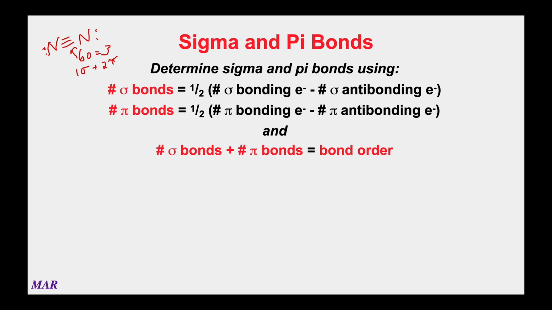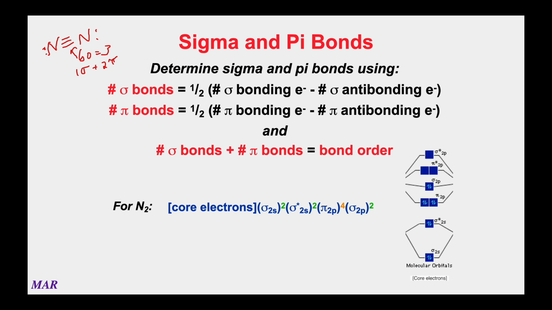To figure out the number of sigma bonds, we're only going to look at the sigma orbitals. To figure out the pi bonds, we're only going to look at the pi orbitals. And finally, sigma plus pi will equal the overall bond order, which is a nice way to check yourself. So for N2, here's the shorthand notation: sigma 2s2, sigma star 2s2, pi 2p4, sigma 2p2. Notice here that in this picture, all of the sigma electrons are the green color, and the pi electrons are the orange color.